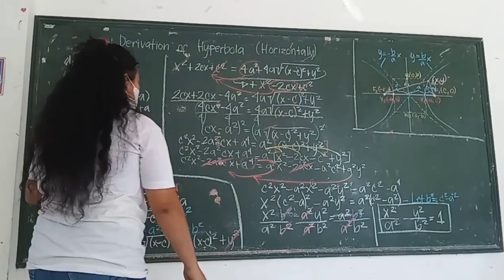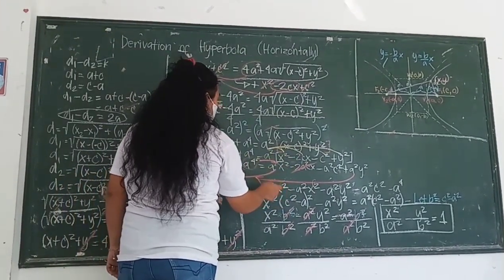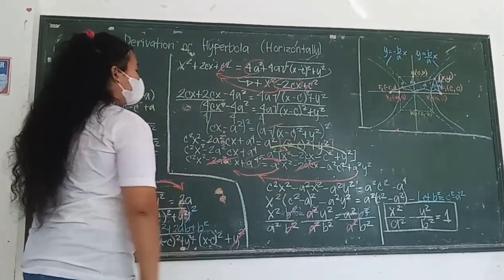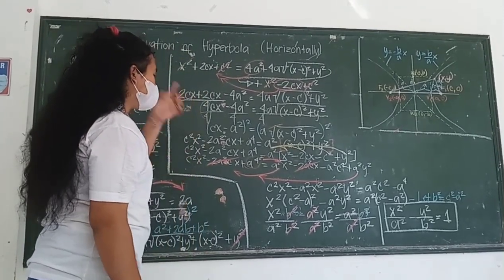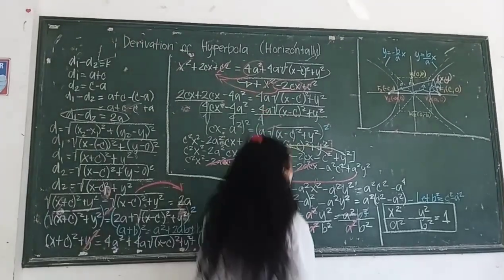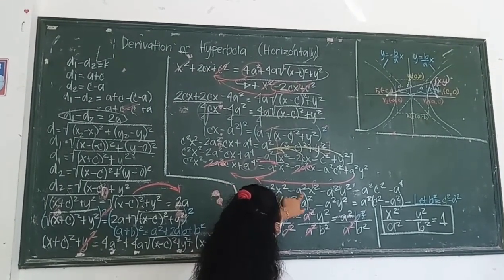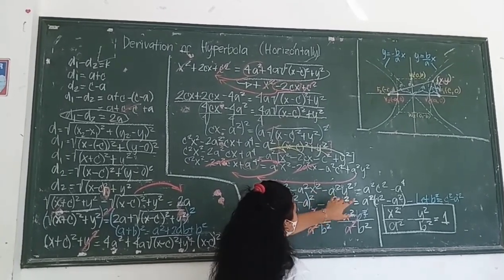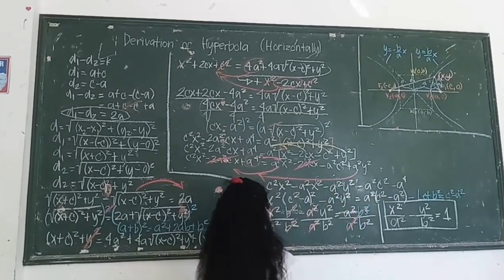So what I did is transpose this one to the other side and transpose these two to the left side. I have combined the x and y terms, as you can see, and that will be c squared x squared minus a squared x squared minus a squared y squared is equal to a squared c squared minus a to the fourth.